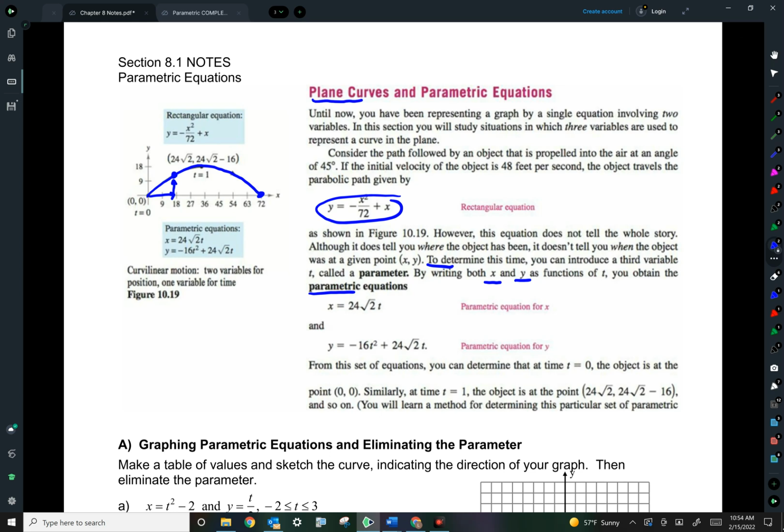Okay, so if I look at this parametric equation, I have x equals 24 root 2 times t, here's my one parametric equation for x, and this is my parametric equation for y. These two equations, and we'll show you later how we get these two from the original, will tell me how the horizontal changes based on time, and how the vertical changes based on time. Okay, so that's kind of what parametric equations do for us. They give us just a little bit more information.